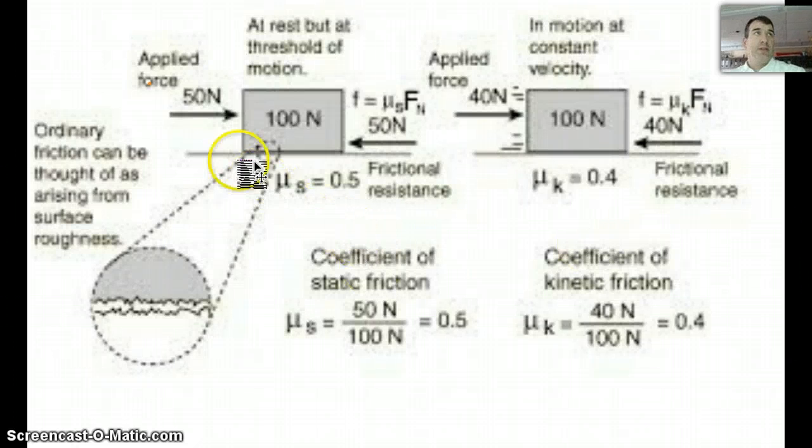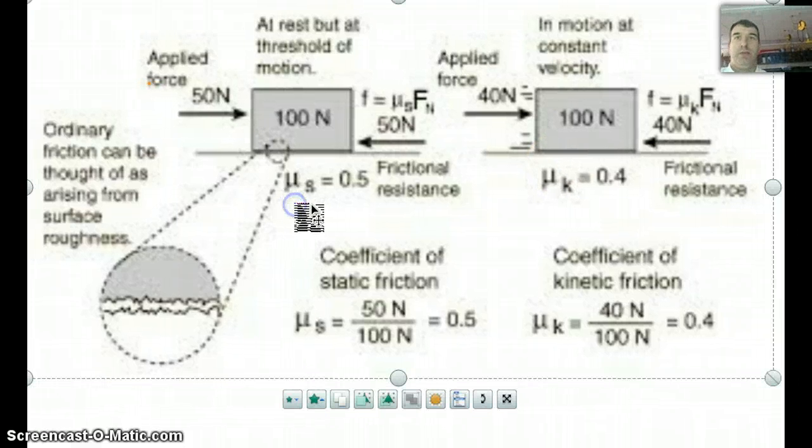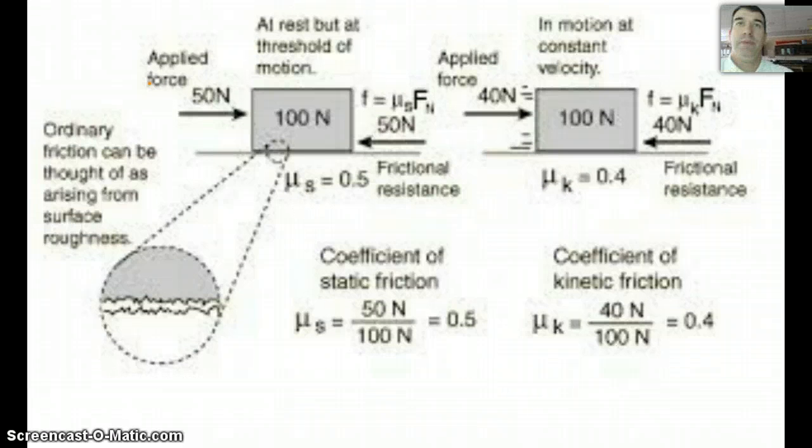So with that, there's two different types of the coefficient of friction. One is referred to as the static coefficient and the other one is the kinetic coefficient. So over here, that we have our static friction, and there we have our kinetic friction.